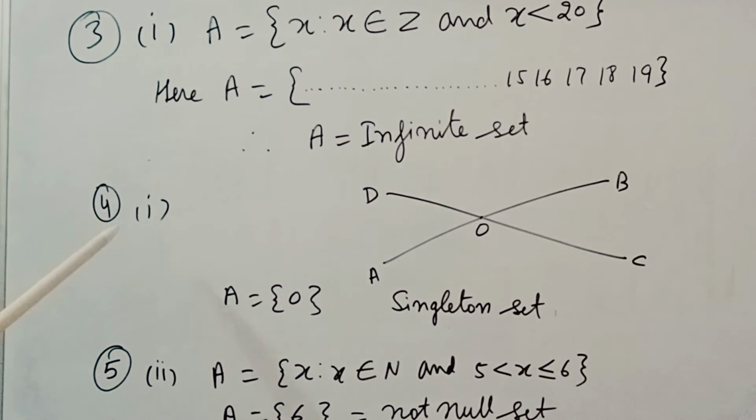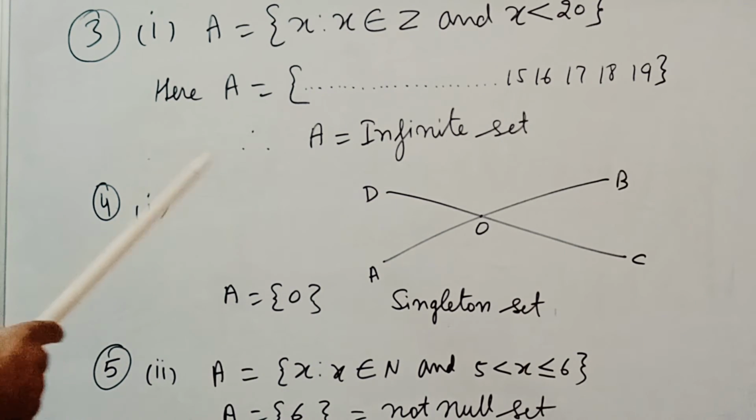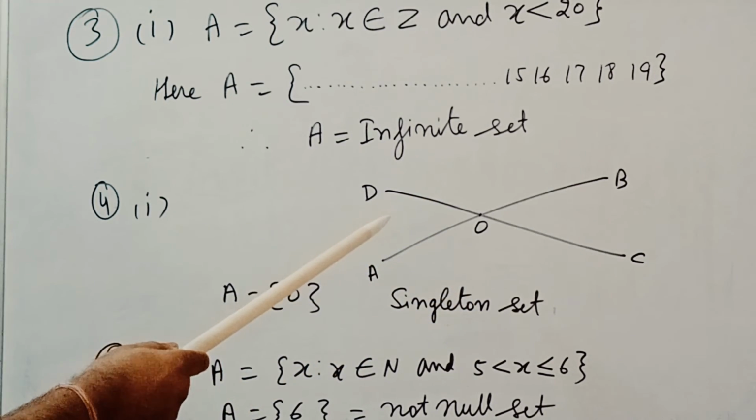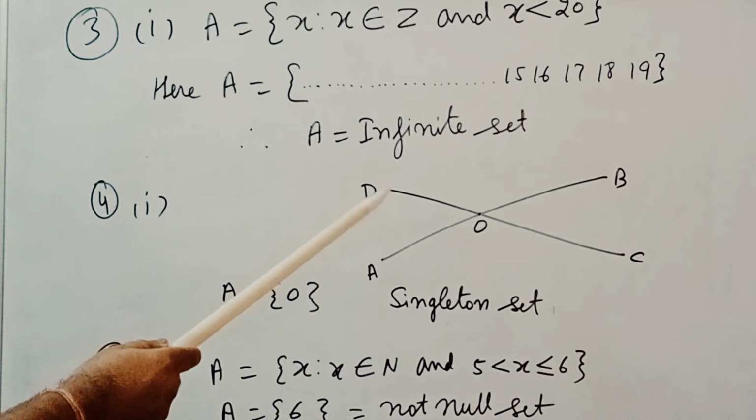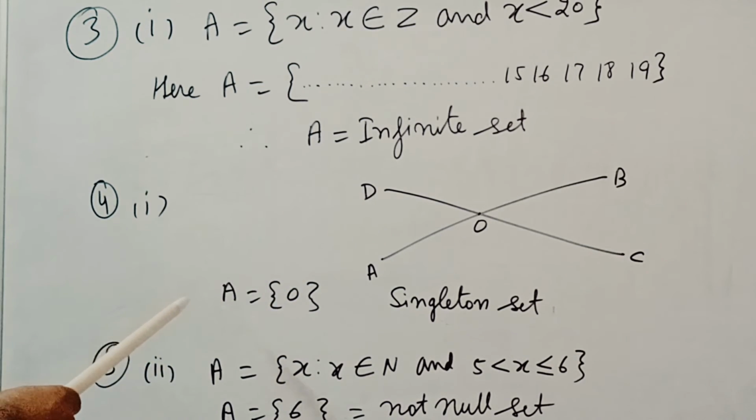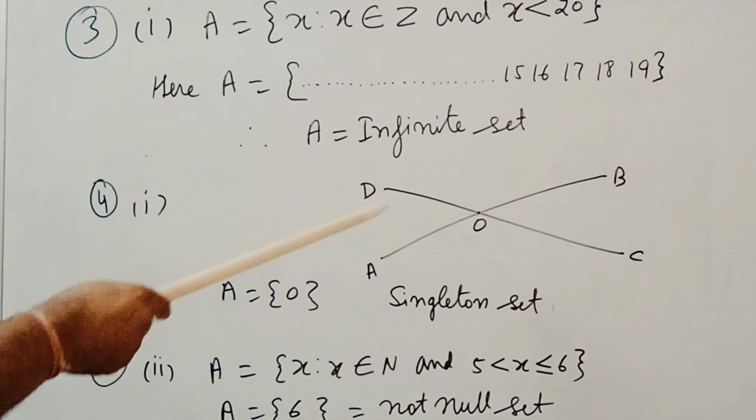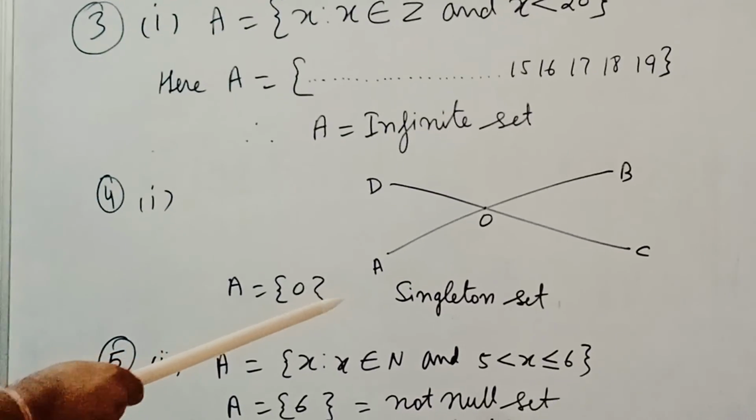Now I am taking question number 1, first part, that is, given the set of points of intersection of two non-parallel straight lines on the same plane. Non-parallel straight lines means they will intersect each other somewhere, so there will be one point of intersection. That means this set will have one element, that is O. So A equals {O}. That means it is a singleton set.